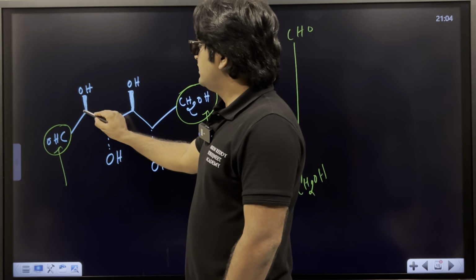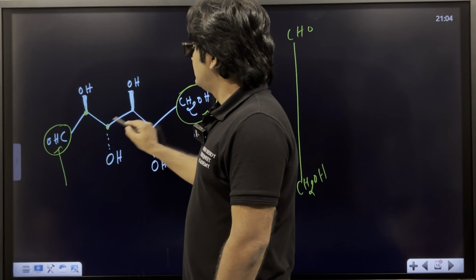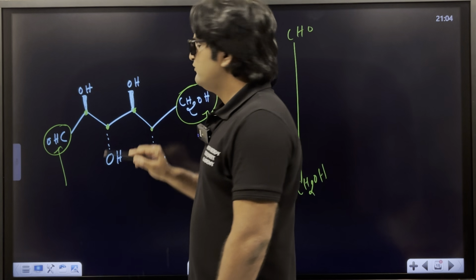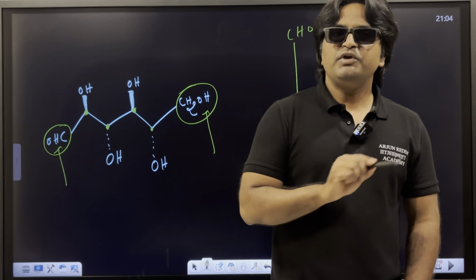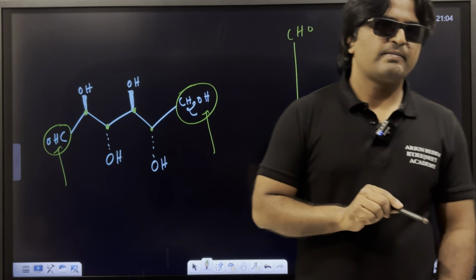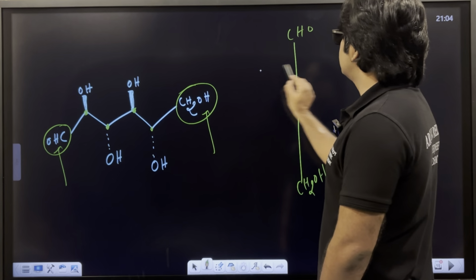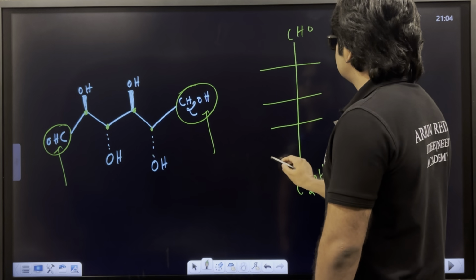After that, how many carbon atoms are there? 1, 2, 3 and 4 carbon atoms are there. We require how many horizontal lines? 4 horizontal lines we require.